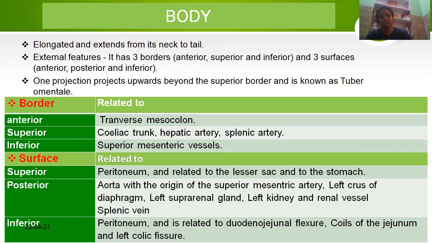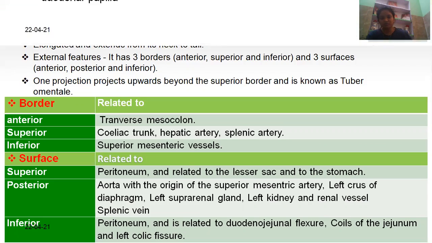The posterior surface is related to the aorta with the origin of the superior mesenteric artery, left crus of the diaphragm, left suprarenal gland, left kidney and renal vessels, and splenic vein. The inferior surface is related to the peritoneum and is also related to the duodenojejunal flexure, coils of jejunum, and left colic flexure.